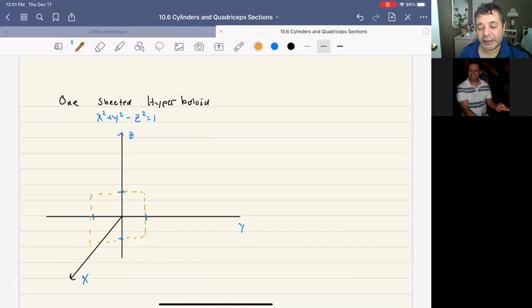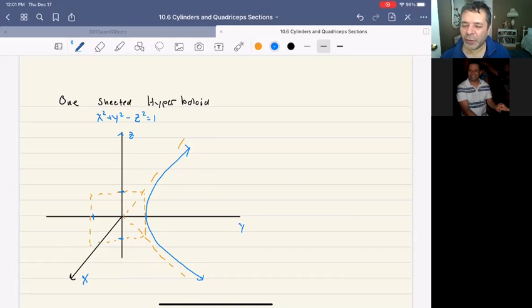Again, this is in the ZY plane. Let me draw just this piece. And then I have my hyperbola, which does this. Now, when I treat x and y as the same, what I'm essentially doing is saying I'm going to rotate it around the z-axis.